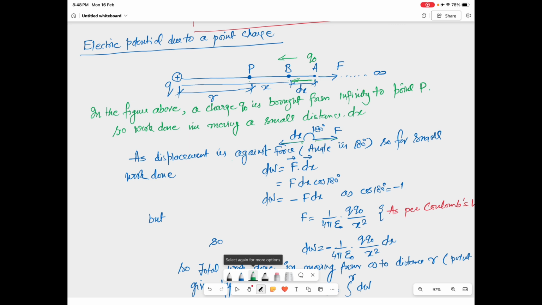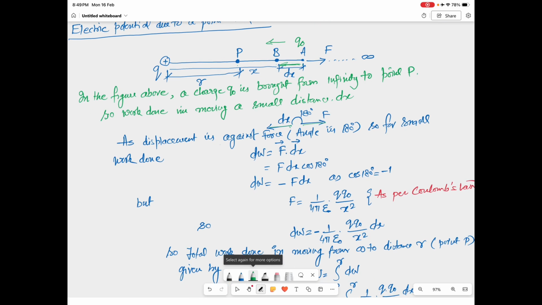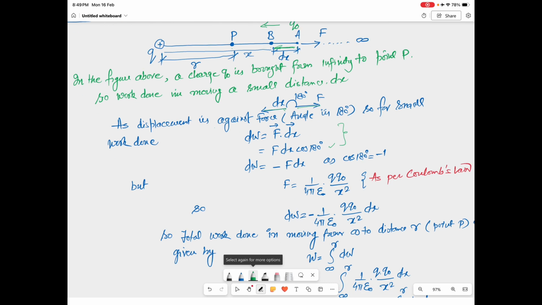Dot means it's a dot product. Dot product means work done. So dW is a work done, so it will be a scalar quantity. It will not have any direction. So I can write it as F dx cos 180 degree. We will talk about this in more detail about dot product and cross product when we cover the chapter on vector products. So dW is given by minus F dx because cos 180 degree is minus 1.